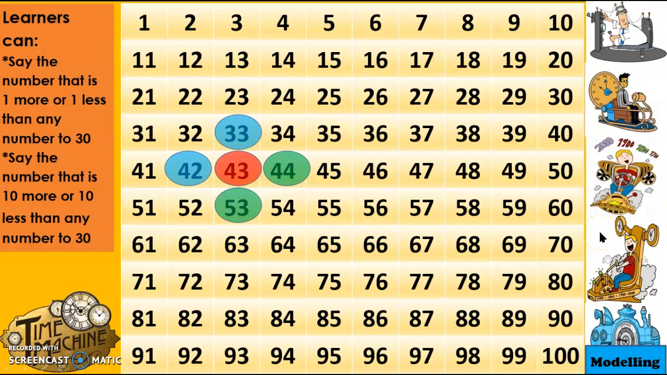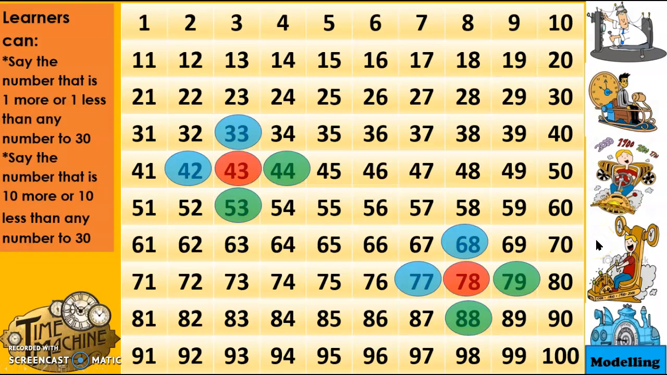Let's find out another number. I have 78. What is 1 more than 78? Good, it's 79. What is 1 less than 78? Good, it's 77. What is 10 more than 78? Correct, it's 88. What is 10 less than 78? It's 68. Can you see the amazing pattern?